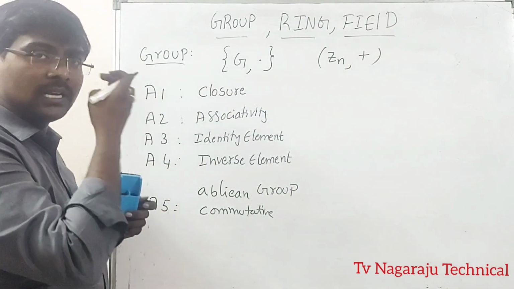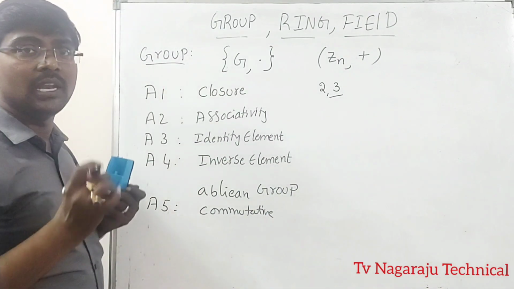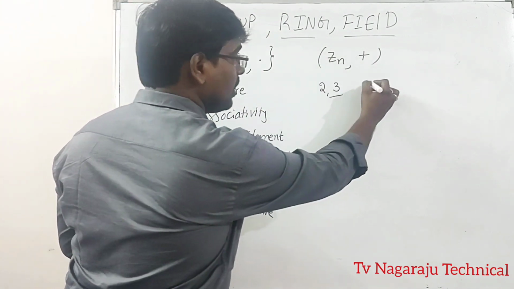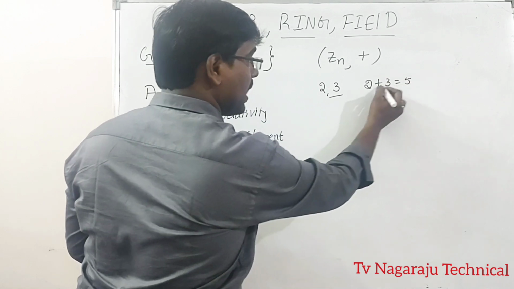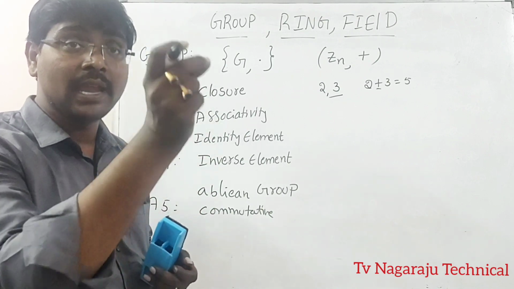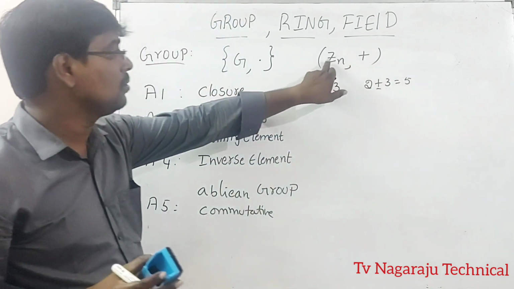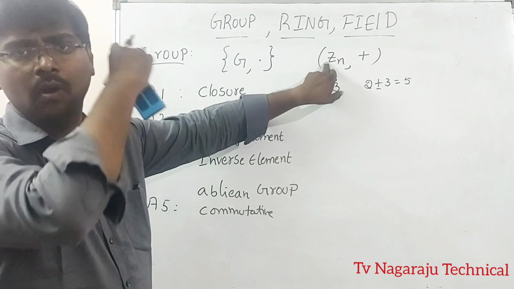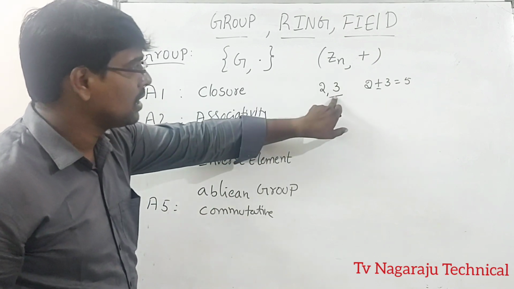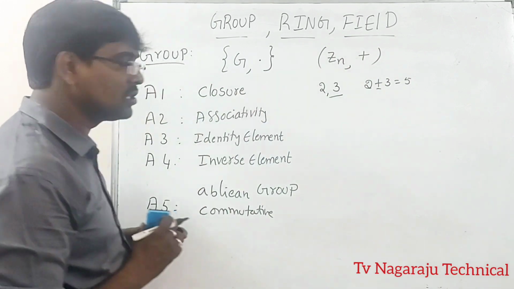Now check. Consider any elements, for example 2 comma 3, the two elements that belong to Zn. Now 2 plus 3, my operation is plus. Observe, a comma b belongs to the group, a dot b, where dot is replaced with plus. The addition, 5, also belongs to Zn. Zn consists of all possible integers. Take any two elements, the addition is also present in Zn. That is closure property.